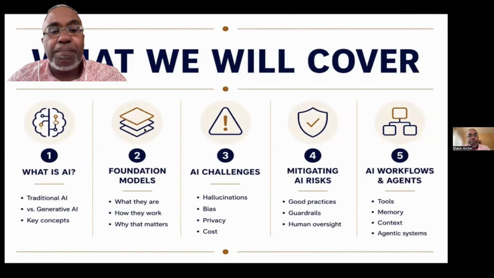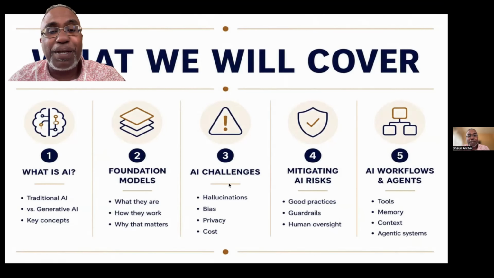We're going to talk a bit about foundation models, what they are and how they work, because that's how a lot of the generative AI that you interact with on a daily basis works. And we're going to talk about why that matters. And why that matters is because those models sometimes don't work and they create challenges like hallucination and bias and privacy challenges. And they're very costly. So the challenges are costly and the models can be costly as well.